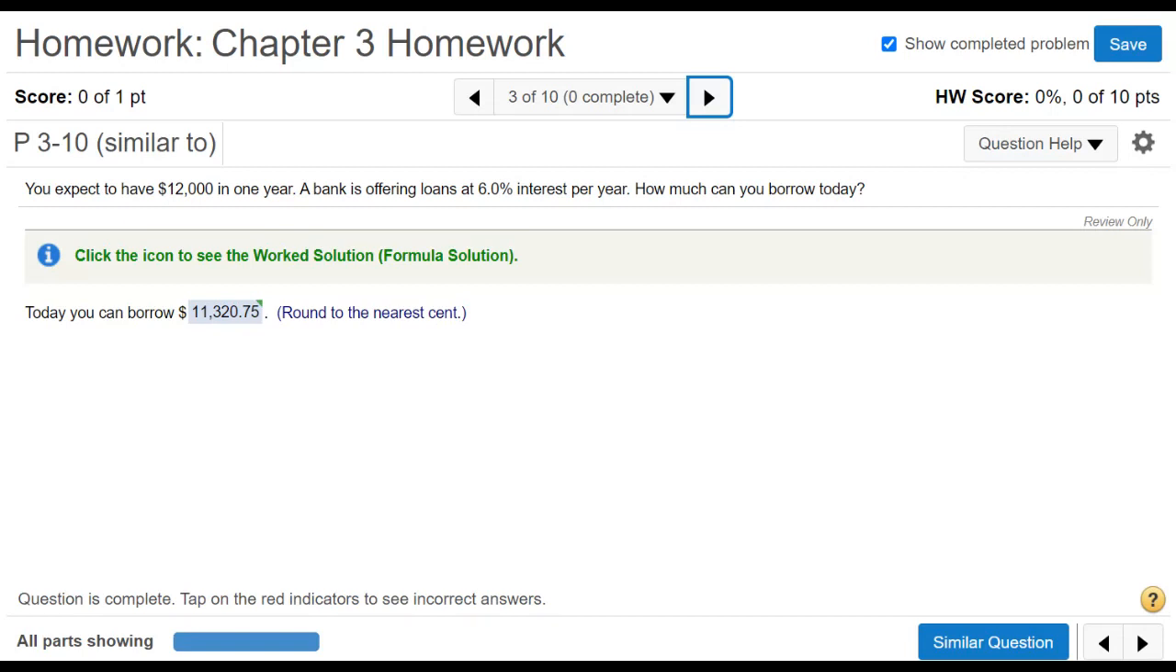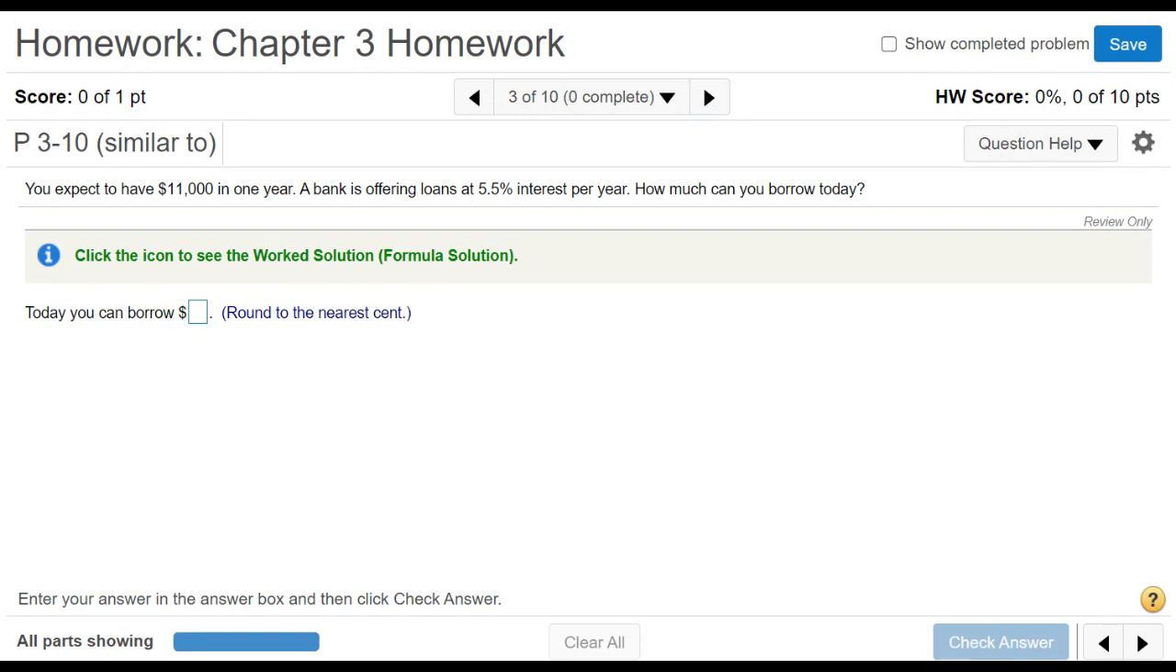Now, let's start with problem number 3. You expect to have $11,000 in 1 year, and a bank is offering you a loan at 5.5% interest per year. How much can you borrow today? So what you need to do is find the present value of $11,000.